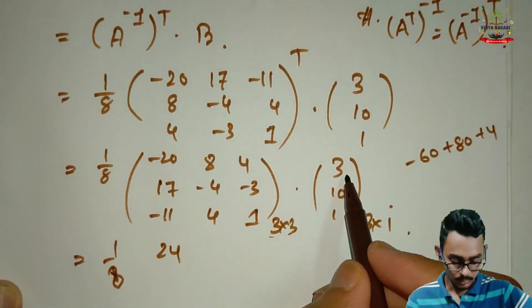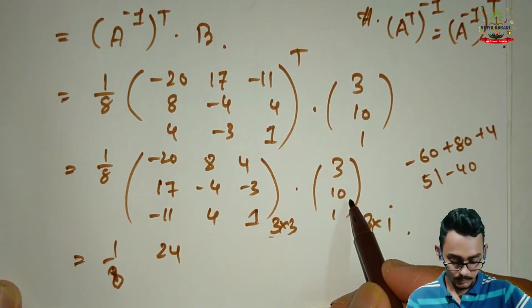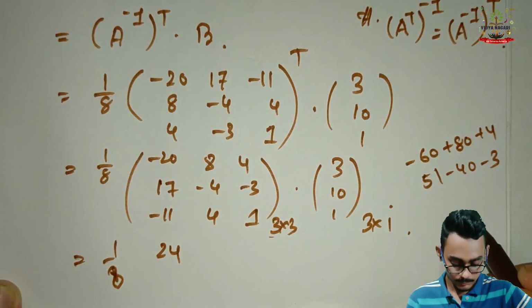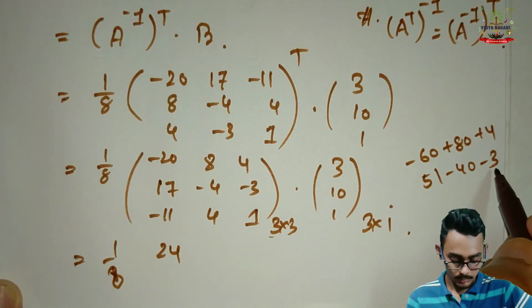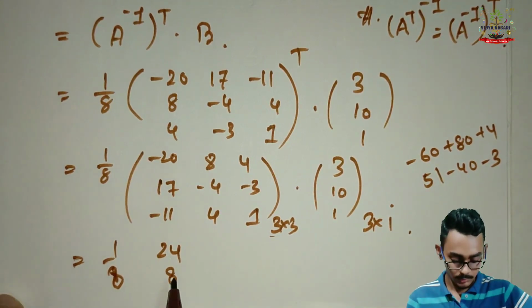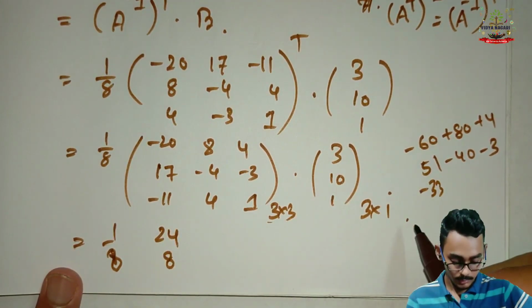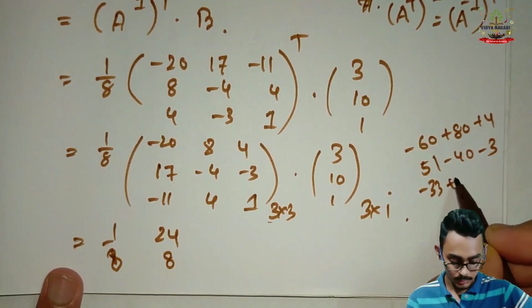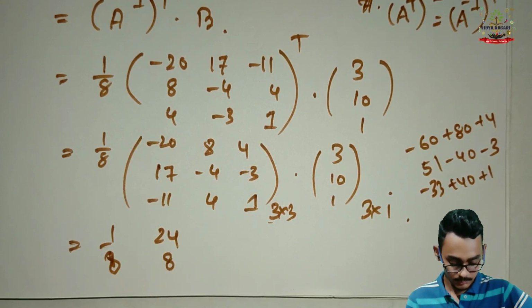Next, 17 into 3, 51, minus 40, minus 3, means 51 minus 3, 48. Our third element is minus 33, plus 40, plus 1. Means 40 minus 33, 7, plus 1, 8.